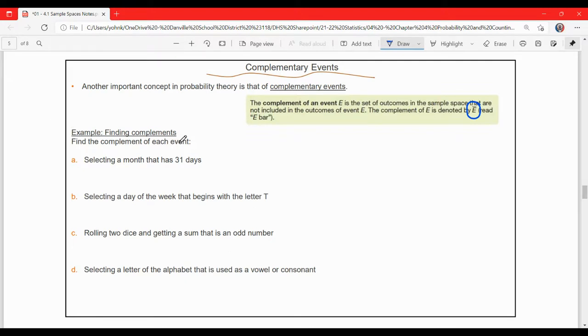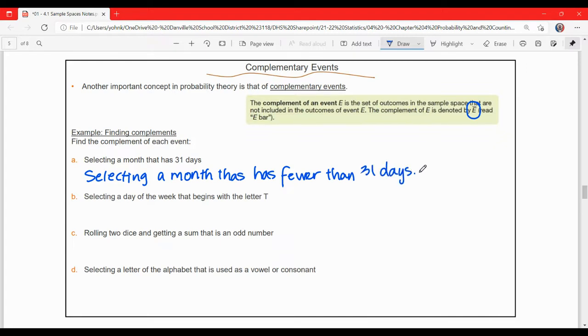So if I want to find the complement of selecting a month that has 31 days, the complement would be selecting a month that has fewer than 31 days, or not 31 days. You could also say that doesn't have 31 days, and that's the same meaning.